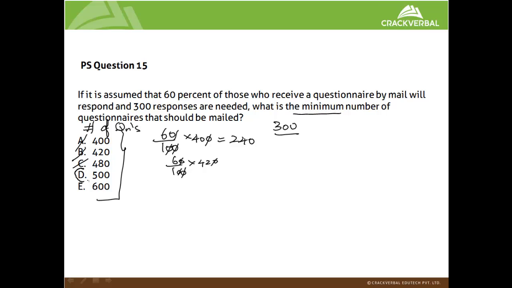We can try 500, which looks much more convincing as a multiple of 100. So 60% of 500, let's check what it gives you. The zeros get cancelled, so 6 fives are 30, bingo. So you got 300. Eliminate all the other answer choices, the answer has to be D. I hope this is clear. Thank you.